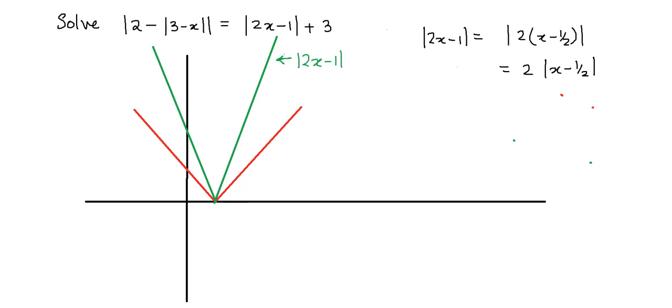But what we want on the right hand side is absolute value of 2x minus 1 plus 3, so we have to go 3 up. So this is like our final graph. That purple one is the right hand side, which is absolute value 2x minus 1 plus 3.